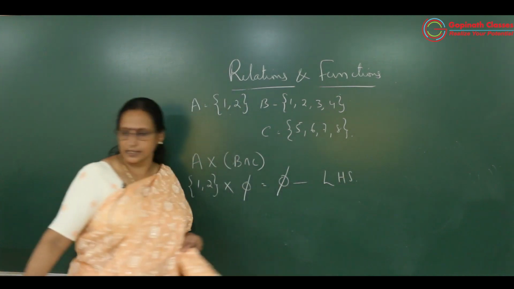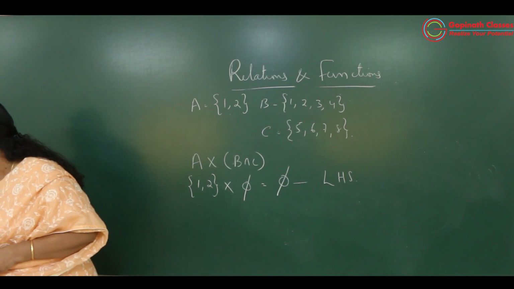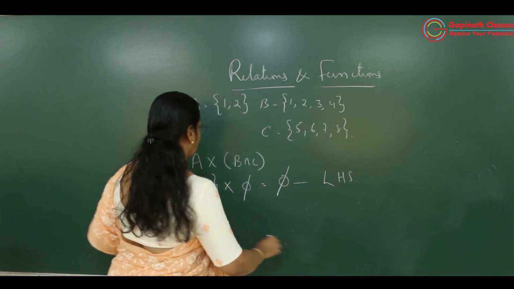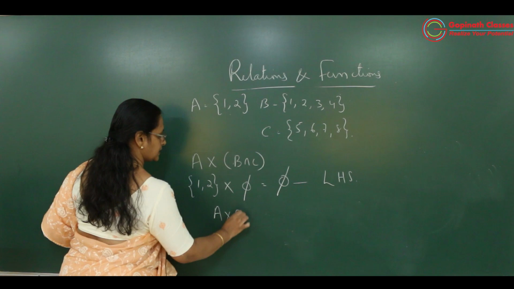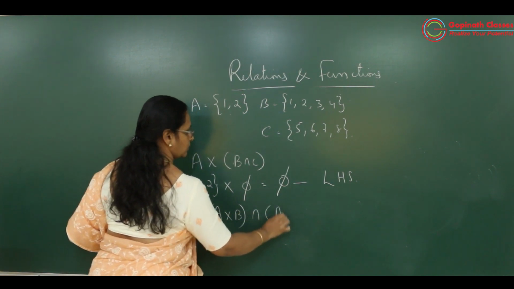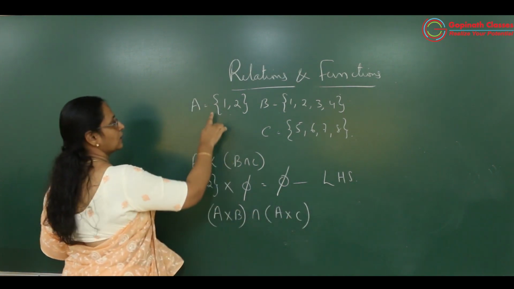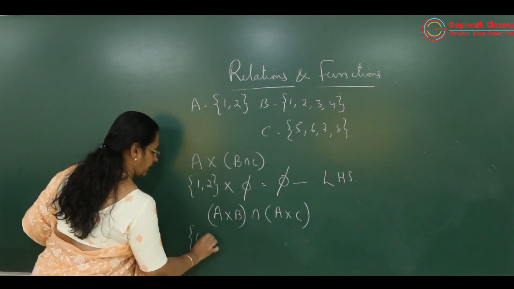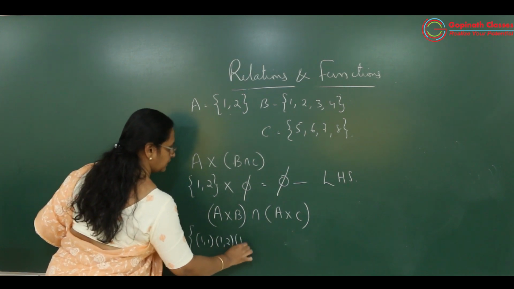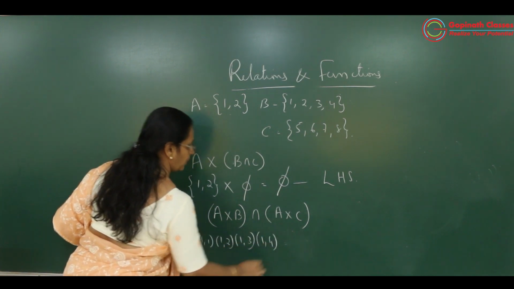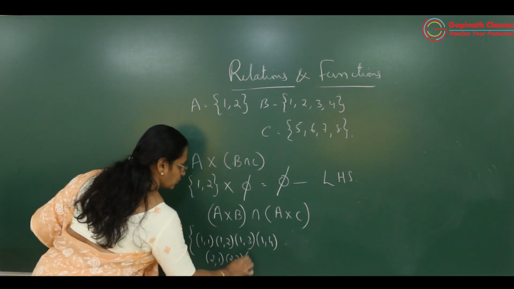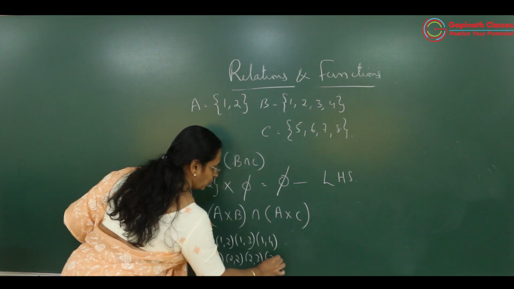Now let's take the RHS. RHS must be (A cross B) intersection (A cross C). This is the RHS. What is A cross B? A cross B is quite big: (1,1), (1,2), (1,3), (1,4), (2,1), (2,2), (2,3), (2,4).